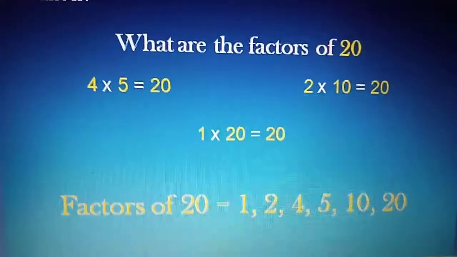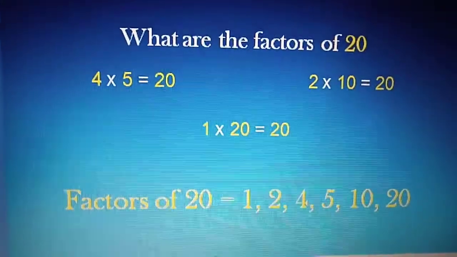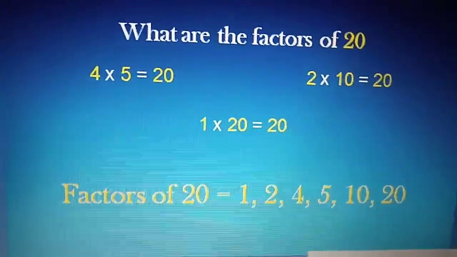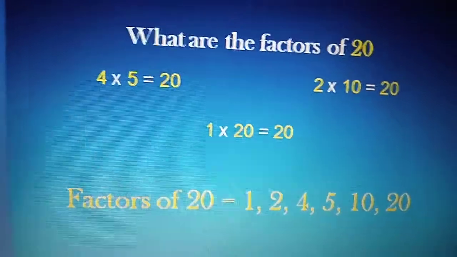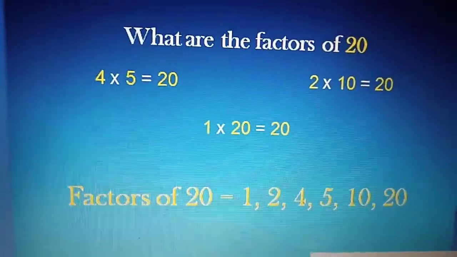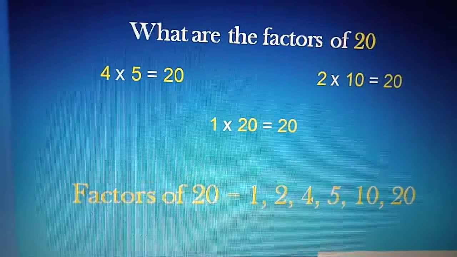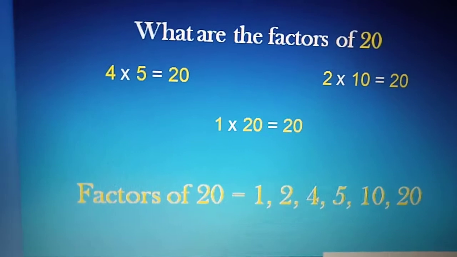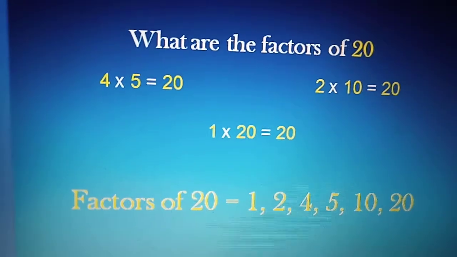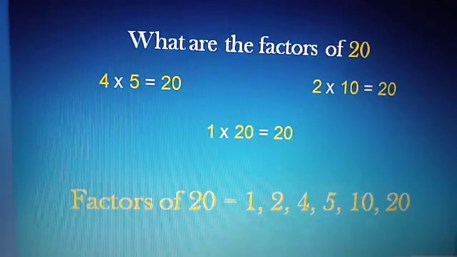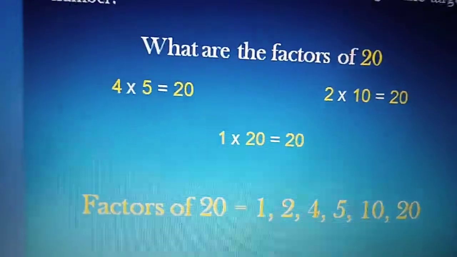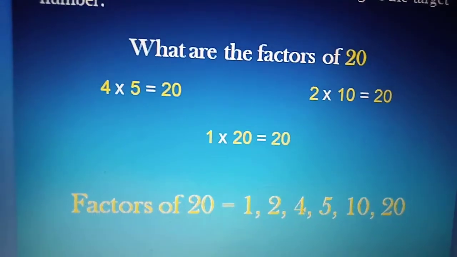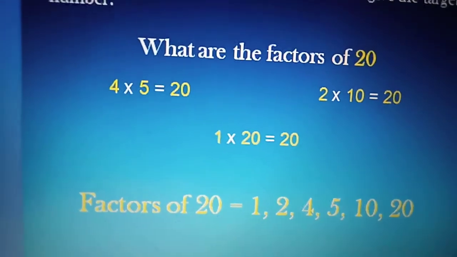One more example, 20, we will find over here. Now we can find 3 pairs of numbers, that is 4 5s are 20, 2 10s are 20 and 1 into 20 also 20. Is there any other pair? No. So factors of 20 are 1, 2, 4, 5, 10 and 20. All these numbers divide 20 completely, giving remainder 0.